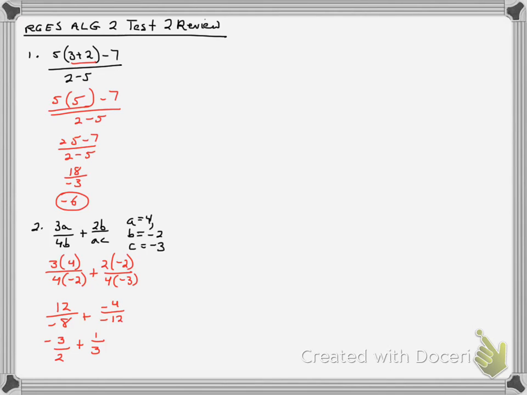Now, to be able to add these together, we need, of course, a common denominator. That common denominator will be 6. So we'll go negative 9 over 6, multiplying both the top and the bottom by 3 in the first one, plus multiplying the top and the bottom by 2 in the second. We're going to get plus 2 over 6. Now, just adding the numerators, negative 9 plus 2 is negative 7 over 6, and that's a perfectly good answer there.